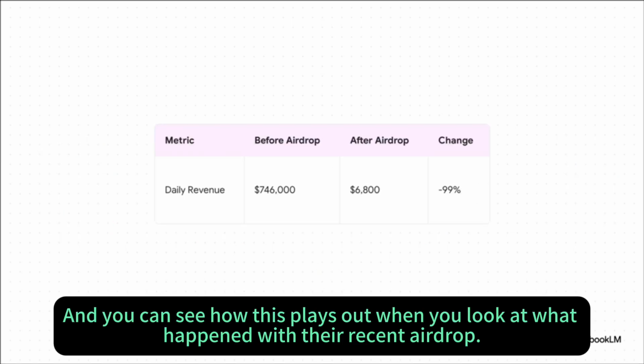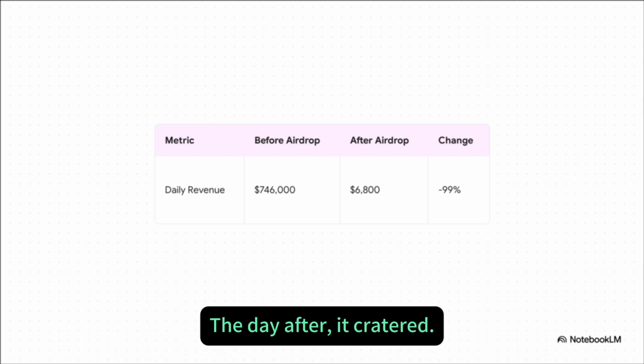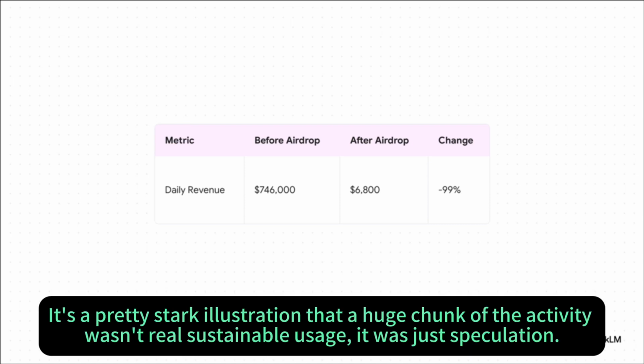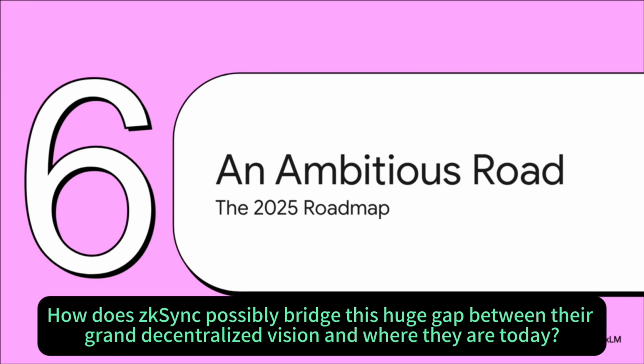And you can see how this plays out when you look at what happened with their recent airdrop. Before the token launch, the network was pulling in almost $750,000 a day in revenue. The day after, it cratered. It dropped 99%. It's a pretty stark illustration that a huge chunk of the activity wasn't real sustainable usage. It was just speculation. So that's the big question, isn't it? How does zkSync possibly bridge this huge gap between their grand, decentralized vision and where they are today?